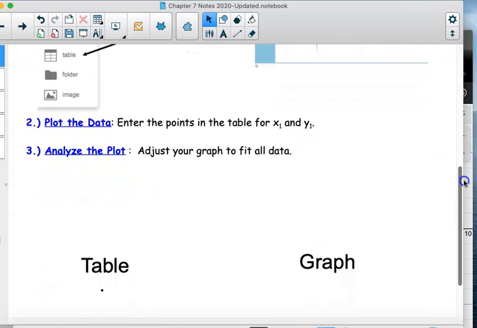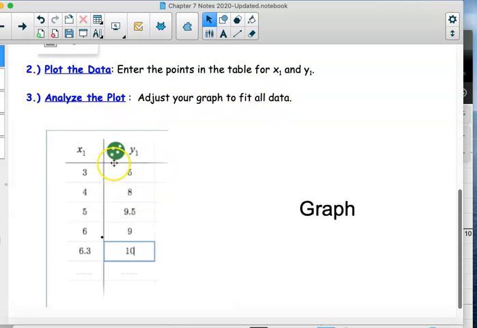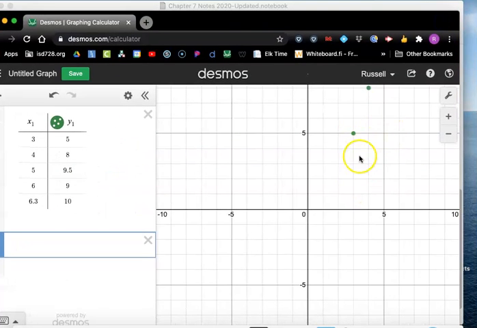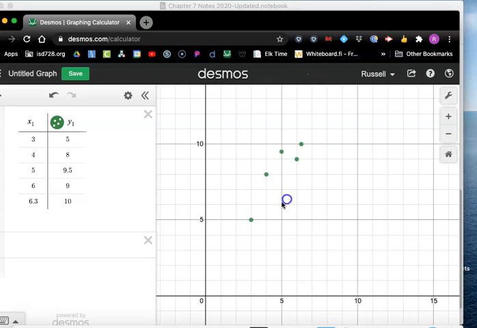It says plot the data. And then it says adjust your graph to fit all the data. So if I look at my table, it looks just like the one that we did, but my graph, I can't see anything. So there's a couple ways you can do it. If you take a look at our numbers, they aren't very big in our table. So I'm just going to kind of move it over, and now I see my numbers.